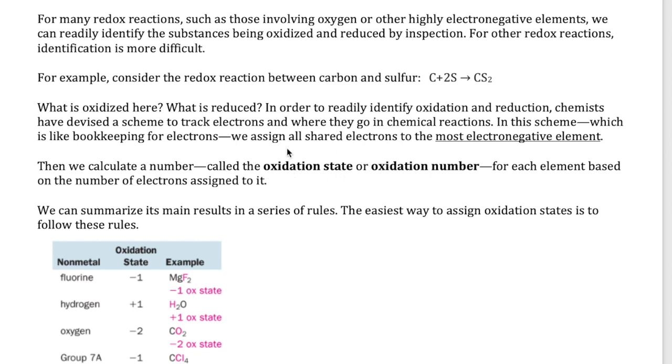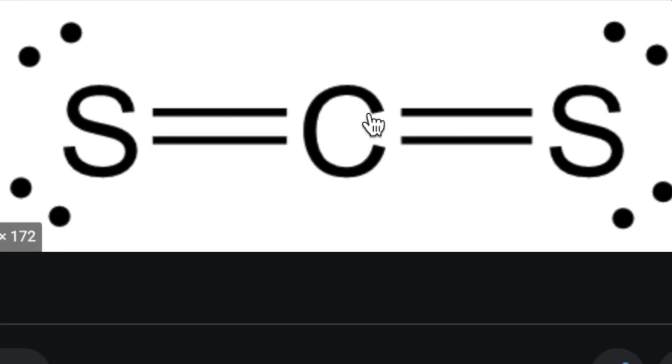The idea of assigning an oxidation number or oxidation state to an element is to assume that if an electron is being shared by two elements, like carbon and sulfur in this case, then instead of being shared, the electrons are completely given away to the element that is more electronegative. Here is the picture of the CS2 Lewis structure. In the oxidation number assignment, we would assume that all the electrons go to sulfur.